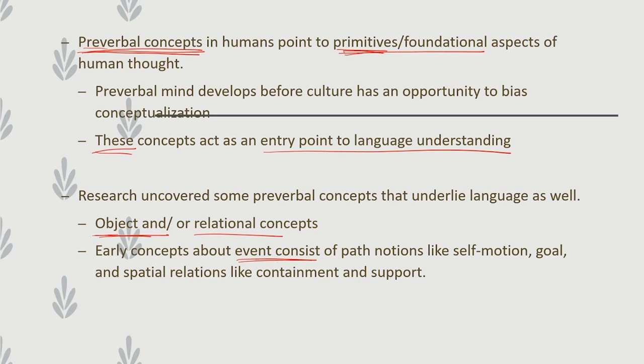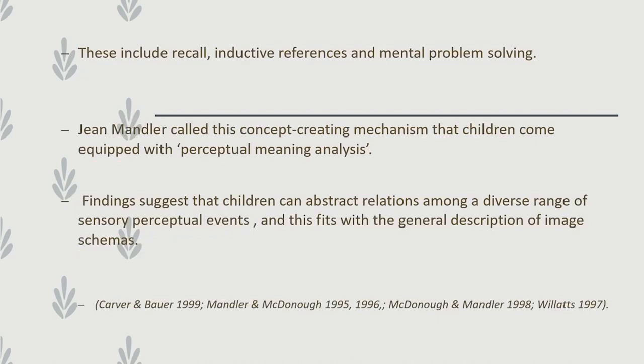Similarly, early concepts about events are also there. So, what does that consist of? Event notions consist of path notions like self motion, goal, and of course spatial relations like containment and support. All these things, as you might easily understand, point to the image schematic nature of abstraction, abstraction from various recurring patterns as to how we look at things. So, these are very fundamental understandings: containment, support, motion in terms of path and goal. These are fundamental understandings about things which have been found to be present in very small children, children in the preverbal stage.